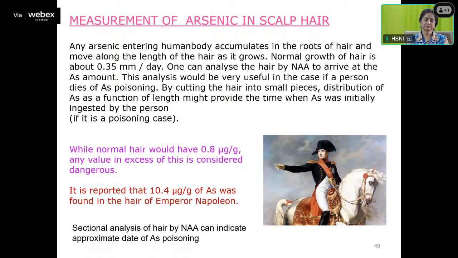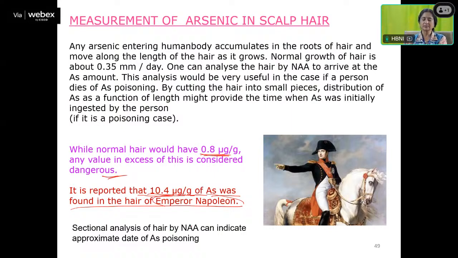So now you can see in the example, normal hair, normally the concentration will be around 0.8 microgram per gram. So any value in excess of this is considered dangerous. It is reported that 10.4 microgram per gram of arsenic was found in the hair of Emperor Napoleon, who, it is there in history, died because of arsenic poisoning.